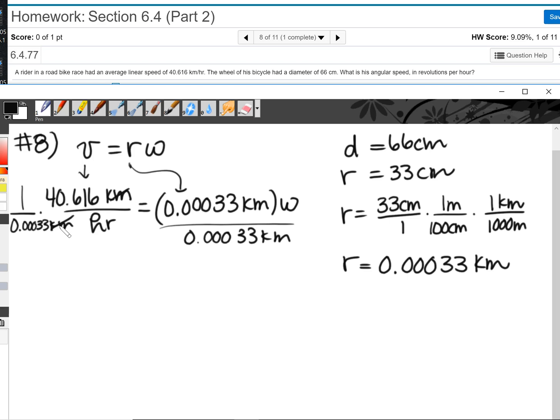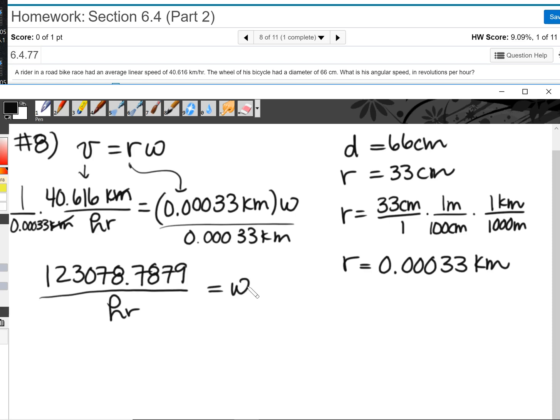So if I take that 40.616 divided by 0.00033, I get 123,078.7879. Now notice my units cancel, leaving per hour. Remember, radians are unitless. So that's radians per hour. So I know I have about 123,078 radians per hour.